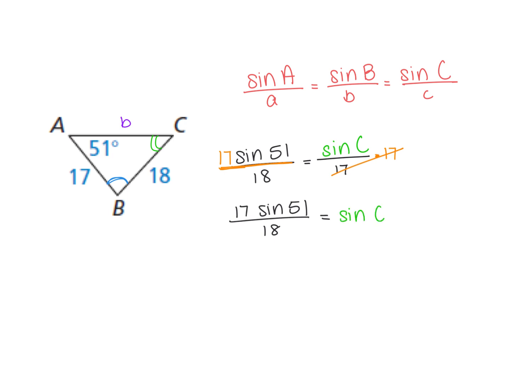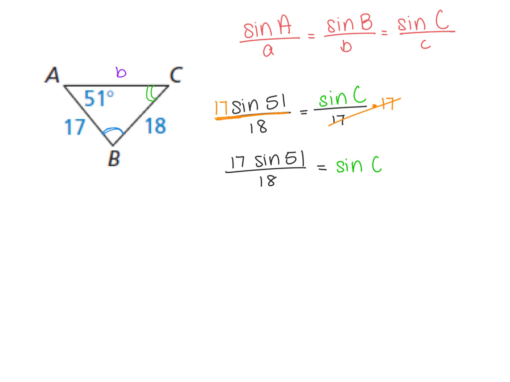If I'm solving for an angle, what's the most important thing? Good, I have to solve using the inverse. So what is this going to look like in my calculator? I have to use my inverse. So I'm going to have the inverse of sine, open parentheses, 17 times sine, another parentheses is going to open up, 51, close the parentheses, then divide it by 18. Go ahead and plug that into your calculator. Click enter. I'm going to give you a minute and then we'll go over the answer.